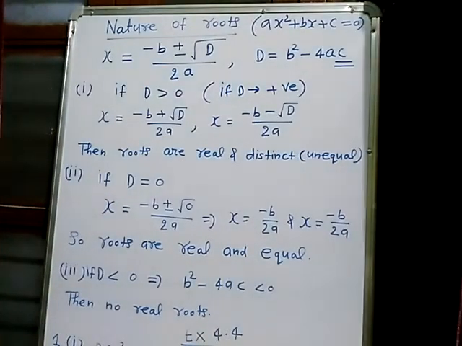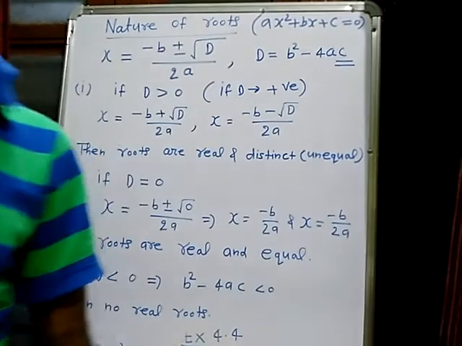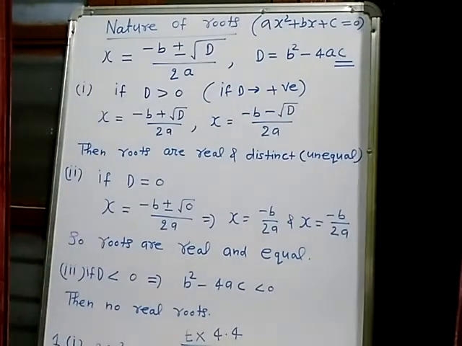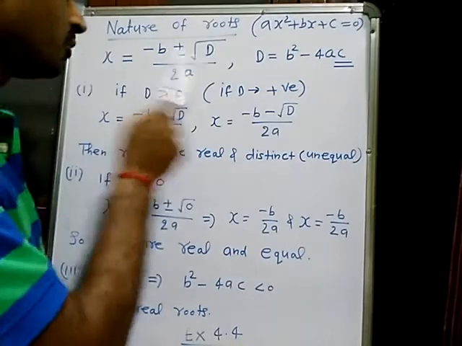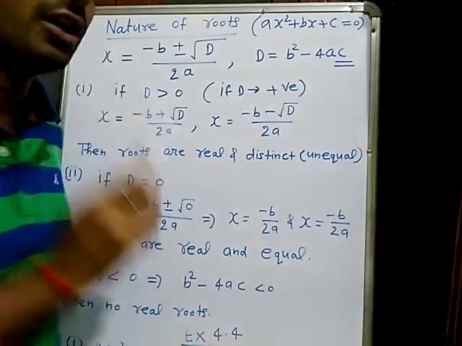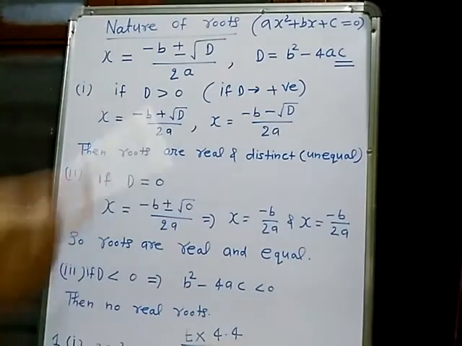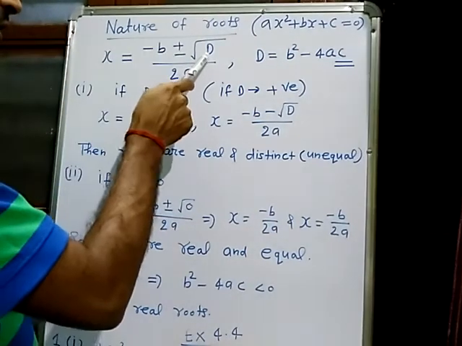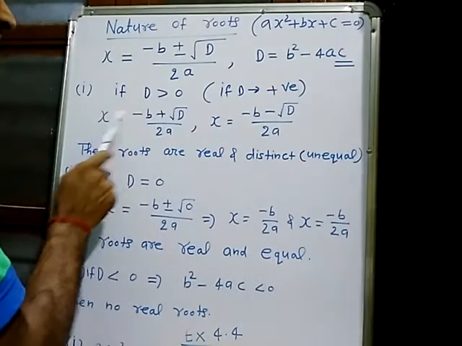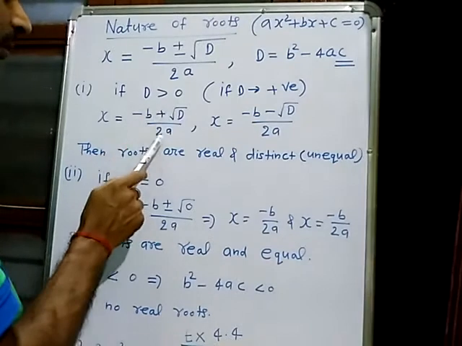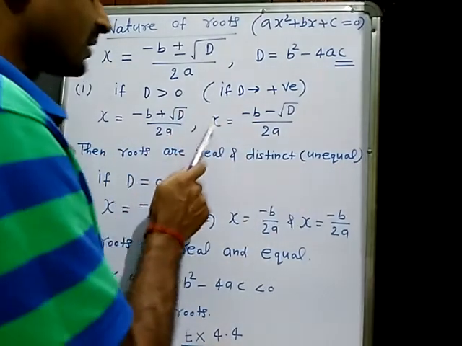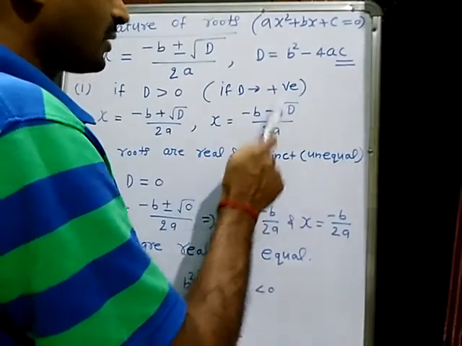And what may D be? Students, D may be positive, D may be negative, D may be 0. If D is positive, it means it is strictly greater than 0. अगर D 0 से greater हो जाए means positive value आ रहा हो. So then on putting this value you can get it. Here we can get x = (-b + √D) / 2a, and the second क्या हो सकता है, x = (-b - √D) / 2a.